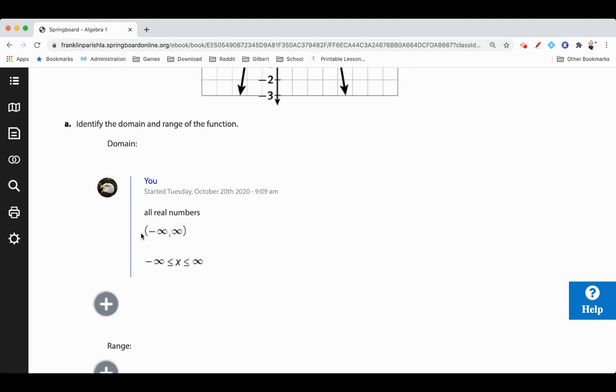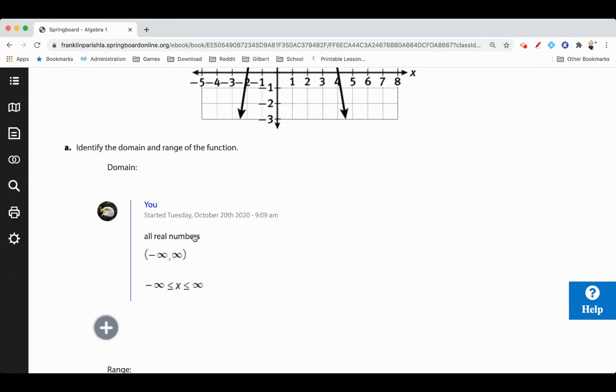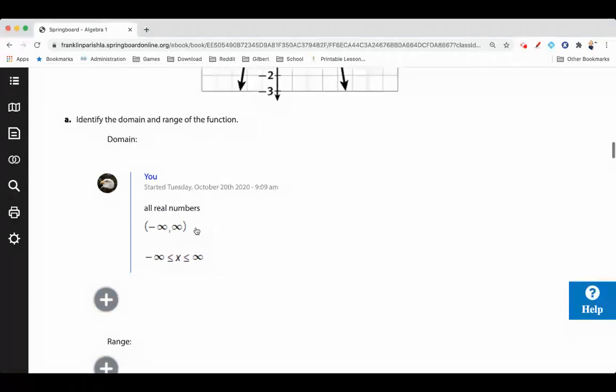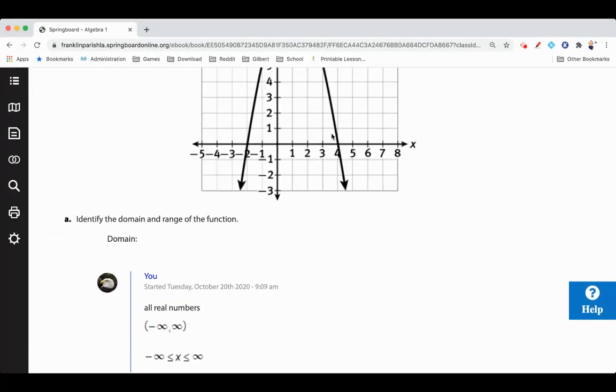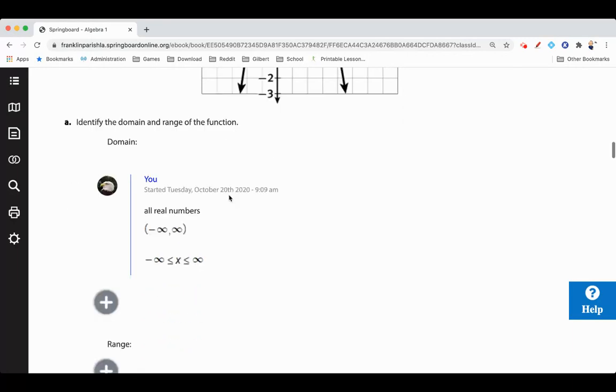All real numbers means every number. Okay, that's negative infinity to infinity, every number. Negative infinity to infinity, x is everything in between. You only need to write one of these, but all 3 of them are the right answer, basically. It's just different ways to write the same answer. Everything is the answer. The domain covers everything on the x-axis.